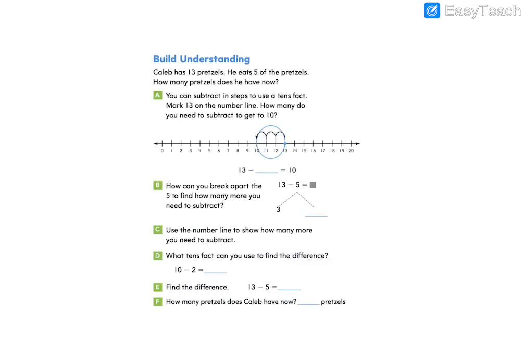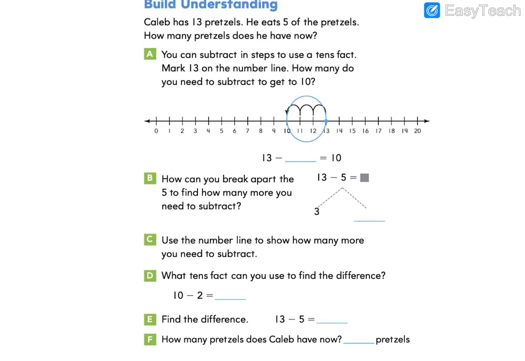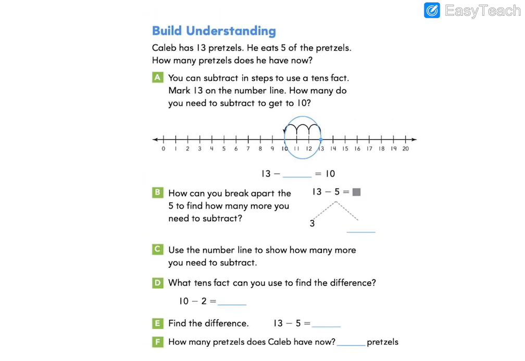Let's look at Build Understanding on page 30. Caleb has 13 pretzels. He eats 5 of the pretzels. How many pretzels does he have now? You can subtract in steps to use a tens fact. Mark 13 on the number line.